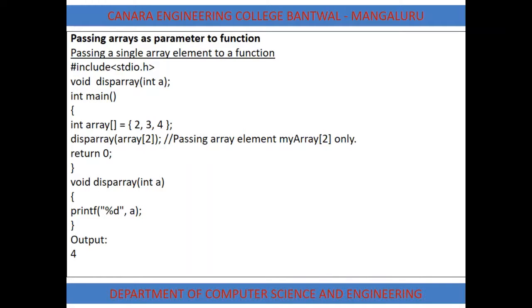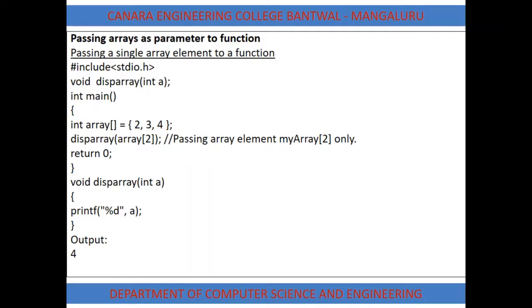Now, passing an array as a parameter to a function, starting with passing a single array element. We can either pass one element of the array or we can pass the entire array to the function. First we'll see how to pass a single array element to a function. Here I have defined a disp function which will just display the content. So void disp(int a). I have given void because it is not going to return any value. Whatever element you are passing, it will just display that in the function.